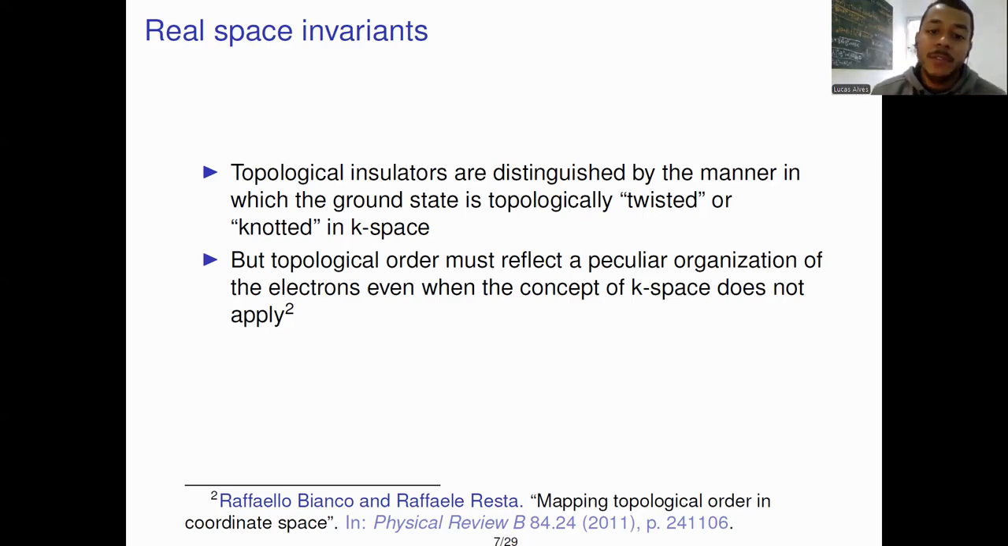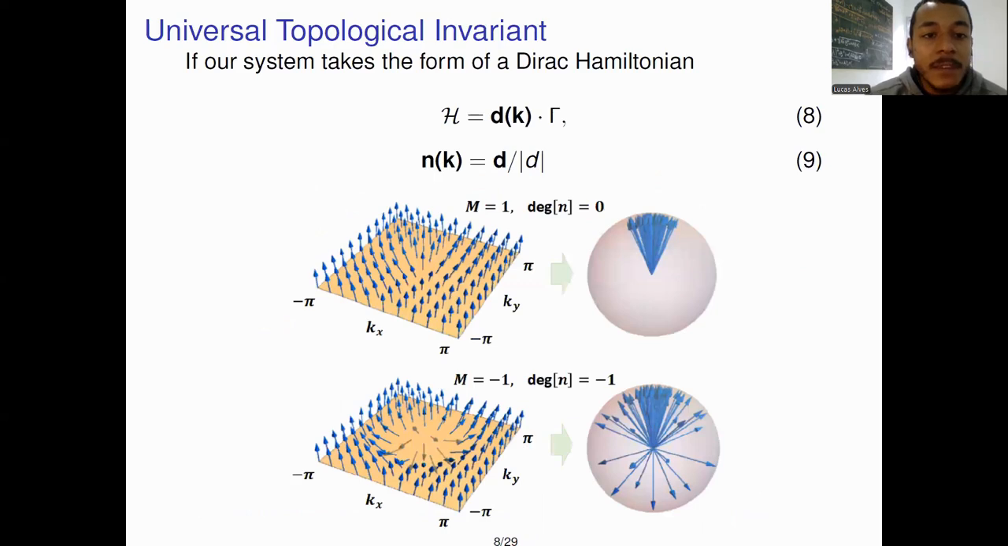And one way of doing that is by defining topological markers, which are quantities that we can calculate in real space. And we used here a universal topological marker that's obtained from this universal topological invariant that's defined to characterize the invariant of the systems that can be described by Dirac Hamiltonians.